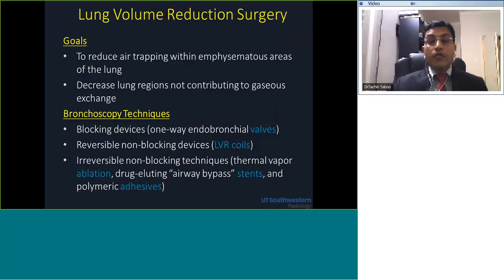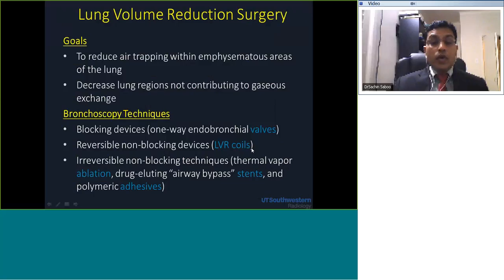How does it work? Let's talk about lung volume reduction surgery first, and then we'll go over the techniques that can be used. As I mentioned earlier, endobronchial valves are one of the types of lung volume reduction surgery, and the goal of lung volume reduction is to reduce air trapping within the emphysematous area of the lung, thereby decreasing the regions that are not contributing to gaseous exchange.